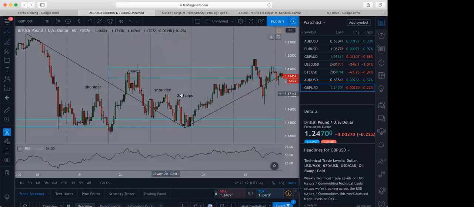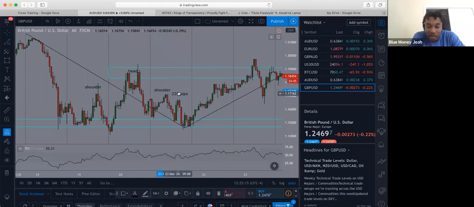So you enter on the shoulder. This gave you 235 pips. Easy. This is a regular head and shoulders, played out super clean. And let me show you.